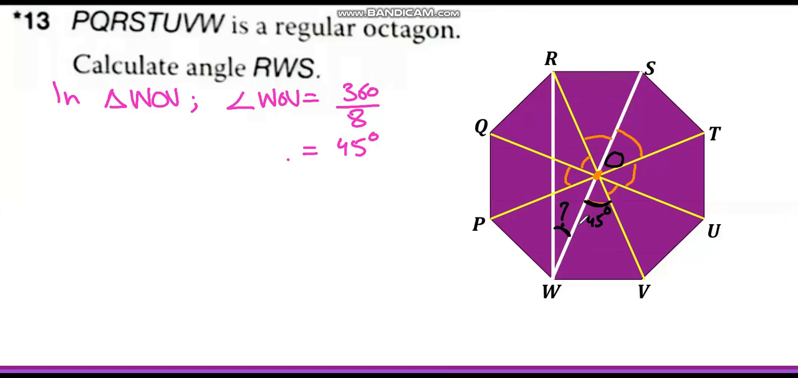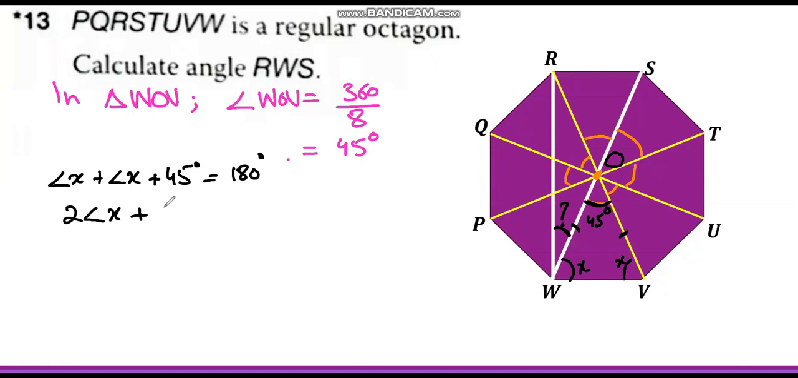And as we know, the side lengths WO and OV in this triangle will be equal, meaning the base angles will also be equal. We can consider the base angles as X and X. So to calculate the size of X, we can consider this triangle and we can write that the sum of angles in this triangle will be equal to 180. So we can easily calculate by adding the like terms. 2 times angle X plus 45 degrees equals 180. So for the angle X, I can first subtract 45 from 180 and then divide by 2.